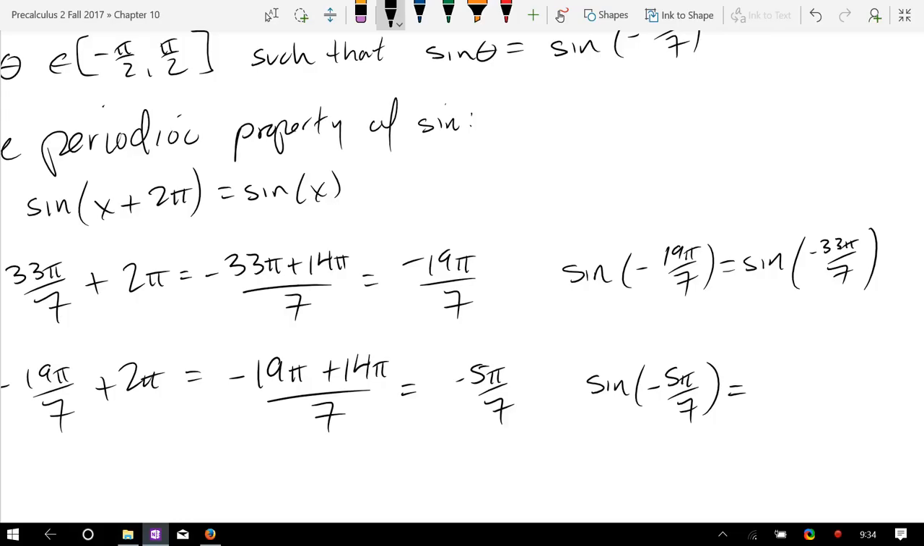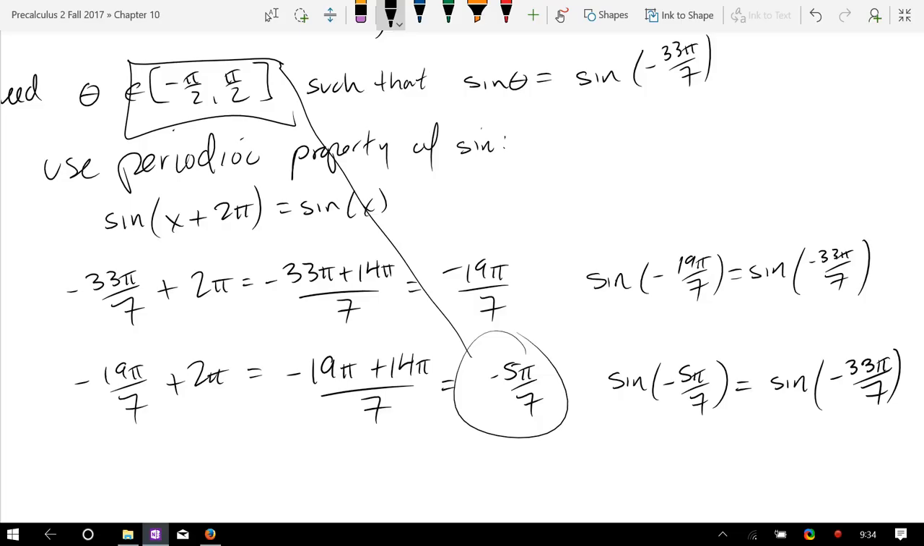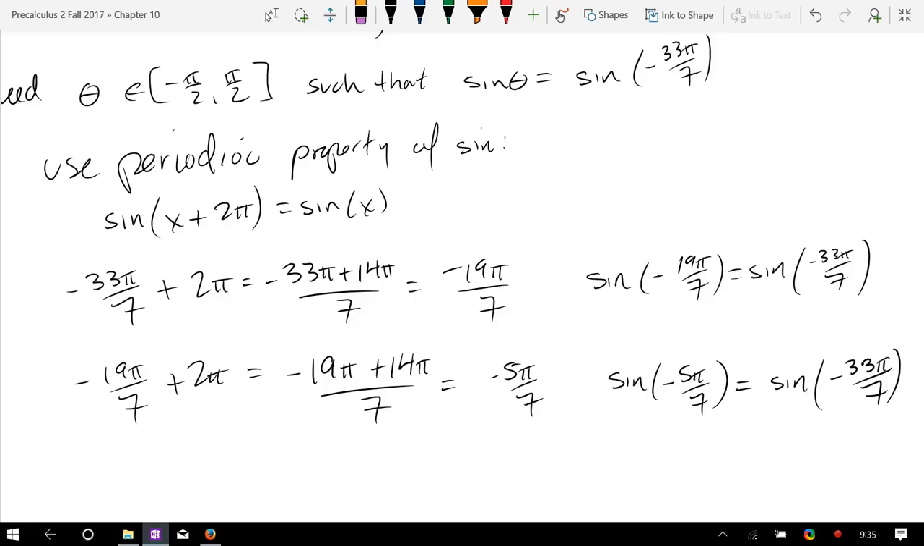That means sine negative 5 pi over 7 is equal to the original sine negative 33 pi over 7. And the only question is, is negative 5 pi over 7 good enough? Meaning, is it going to land inside that interval? It's tricky. Why is it tricky? Yep, for the exact reason fractions suck: they don't have the same denominator, and their denominators aren't even similar. It's kind of hard to compare them.